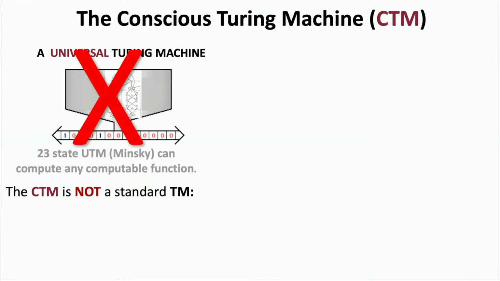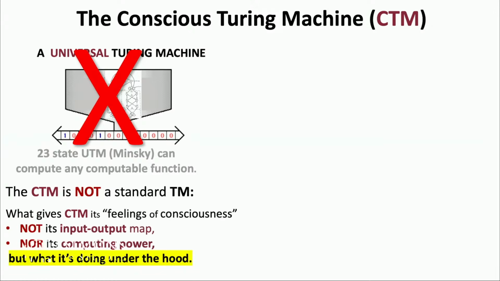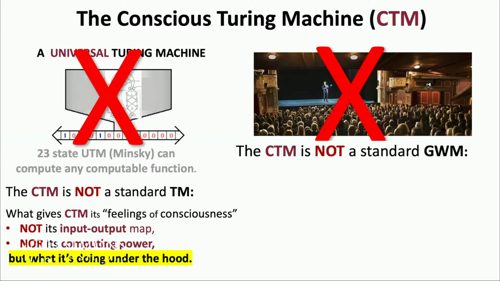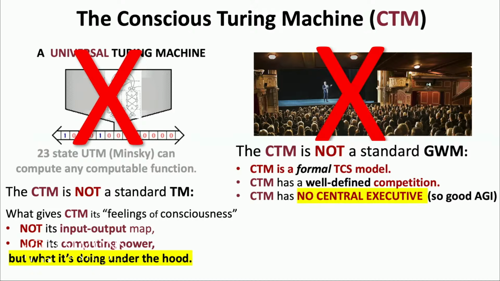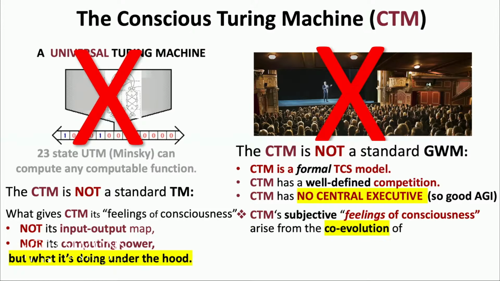Okay, but before I go ahead, I want to make sure I'm clear on this. The CTM is not a standard Turing machine. What gives the CTM its feeling of consciousness is not its input-output map, nor its computing power, but what it's doing under the hood, how it's operating. And the CTM is not a standard global workspace model. The global workspace model is more of a metaphor. This is a formal TCS model. It has a well-defined competition for processors to get their information into short-term memory on stage, and has no central executive.